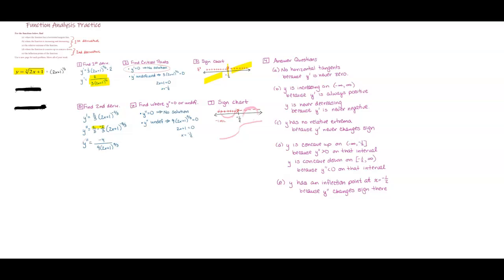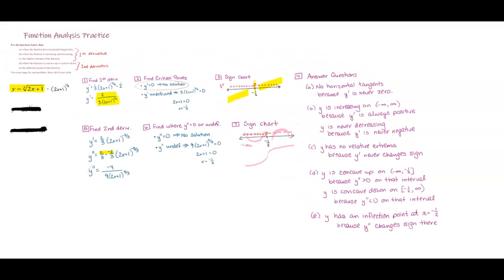So kind of look at the lineup of all of these steps. We found the first derivative, we set it equal to 0, we found where it's undefined, which was really just numerator is equal to 0, denominator is equal to 0. We made a sign chart with the first derivative, and then we answered some questions using the sign chart. And then we went back and did all of those same things with the second derivative, and then answered the last two questions with the second derivative.